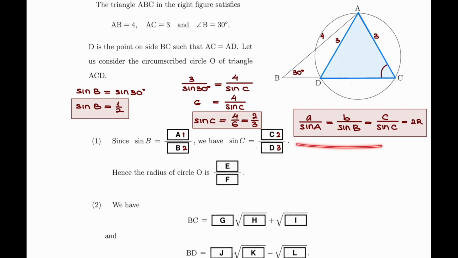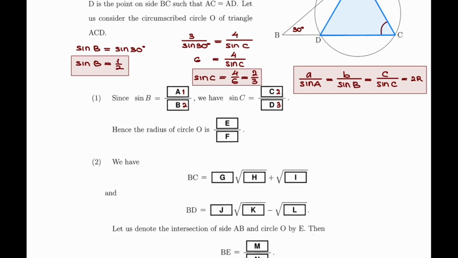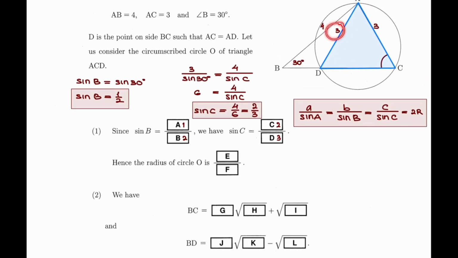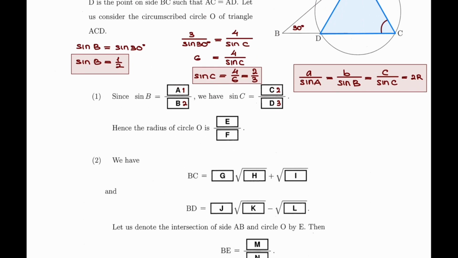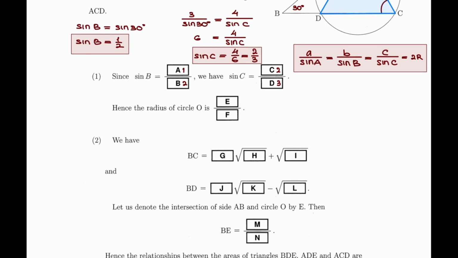And then by using this formula, C over sine C is equal to 2R. Now my C is 3, not 4, because now we focus on triangle ACD. So the side that is opposite angle C is 3. 3 over sine C is equal to 2R.